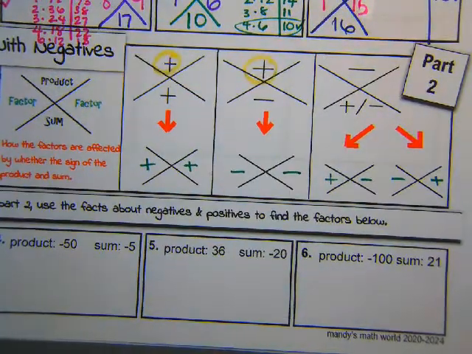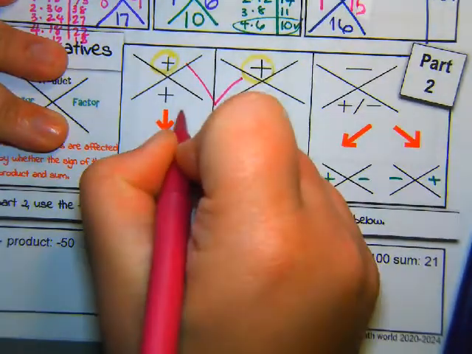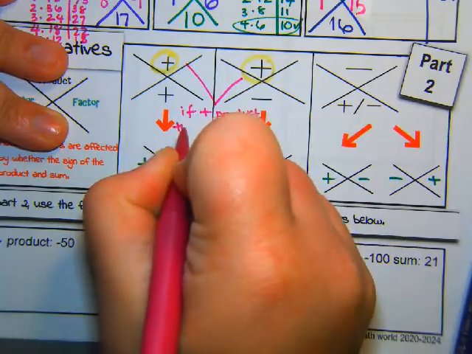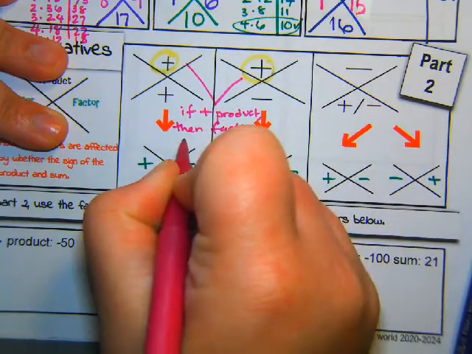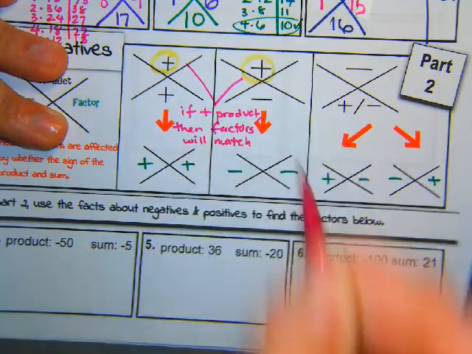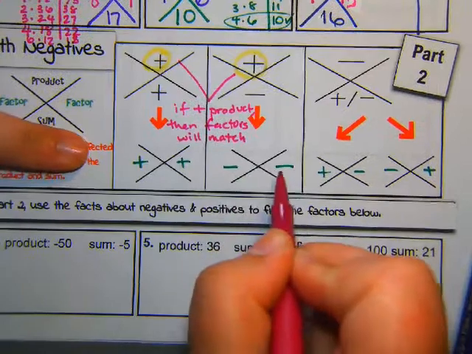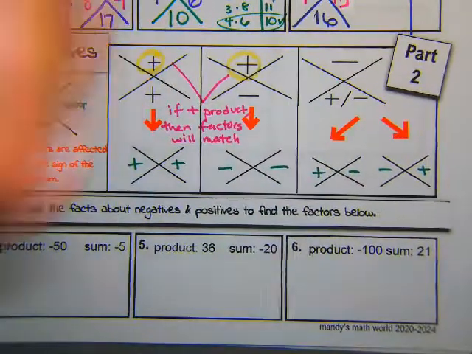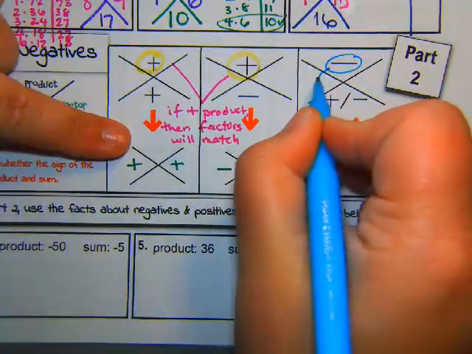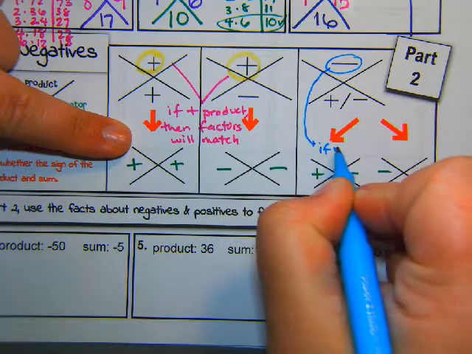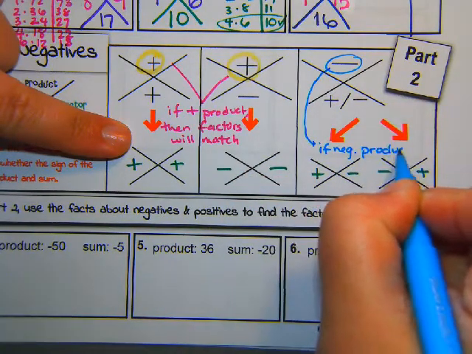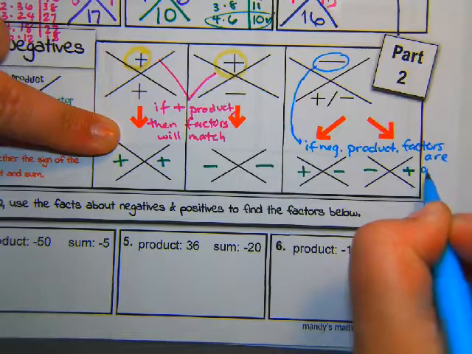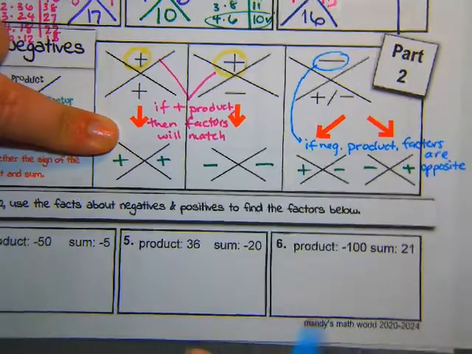So if the product is positive, then the factors will match. So you know that they'll be positive, positive, or negative, negative. It just depends on the sum. Here, if the product is negative, then the factors are opposite. One will be positive and one will be negative.